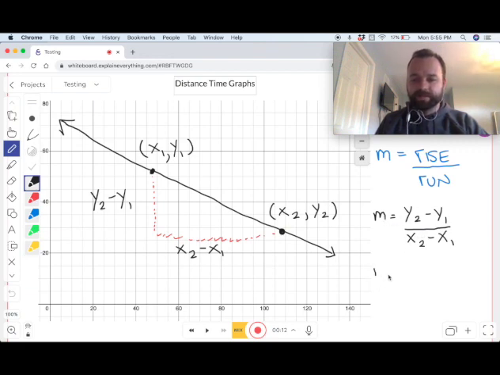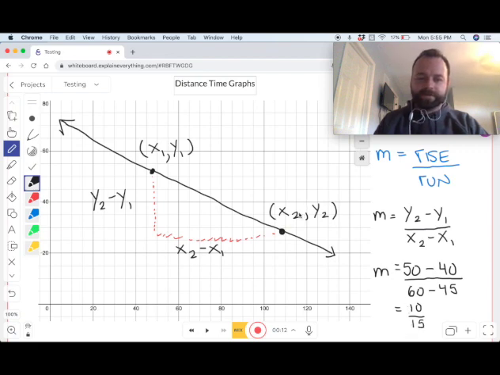So think about the last question we did. y2 was 50. y1 was 40. x2 was 60. x1 was 45. So we did this already, and we still get the same kind of answer, 10 over 15.